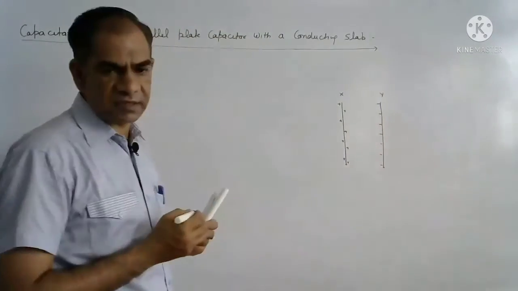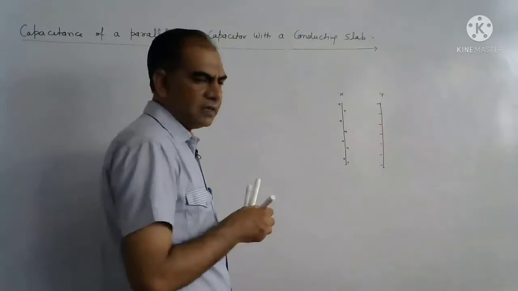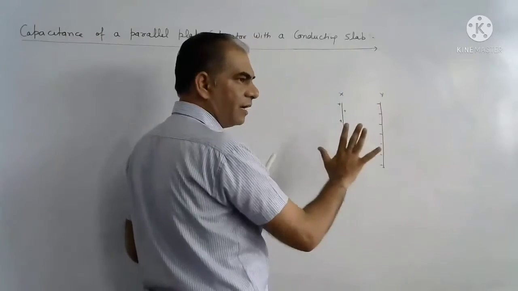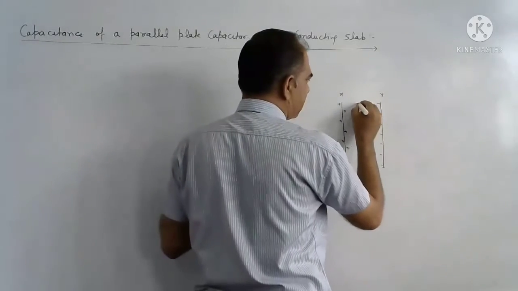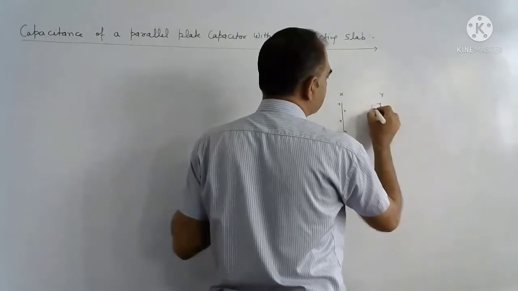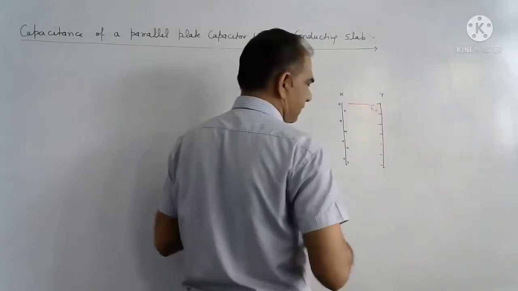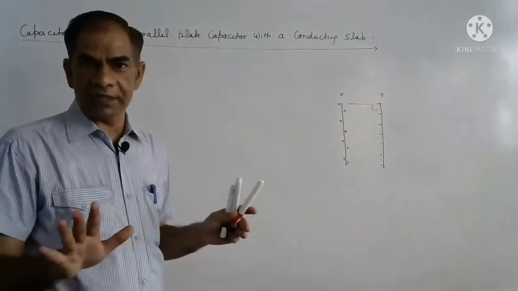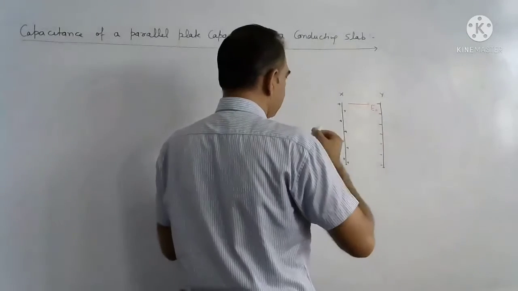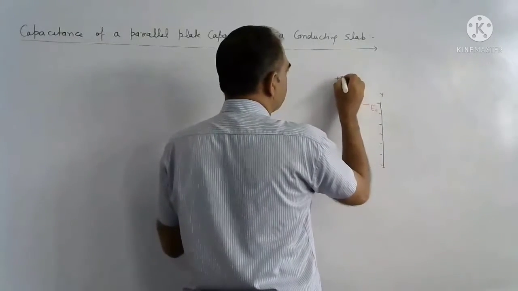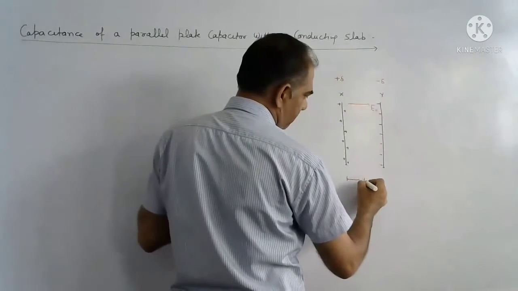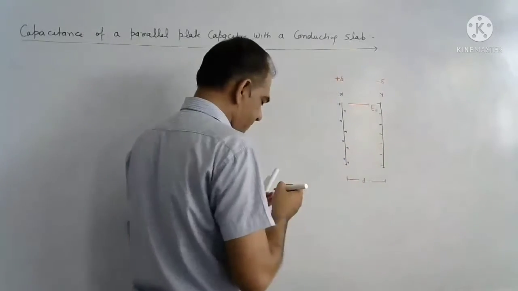Here negative charge is induced in this plate on the inner side. If there is no medium present here, then the electric field intensity will be E naught, in this direction. When no medium is present inside, it is the vacuum case, with surface charge density plus Q for this plate and minus Q for this plate. The separation between these two plates is D.